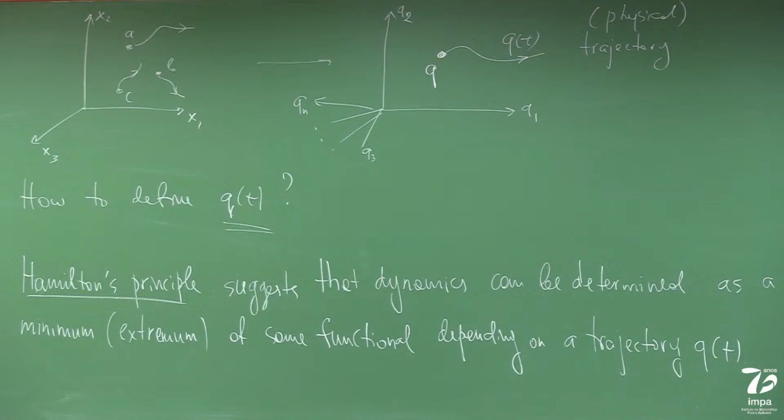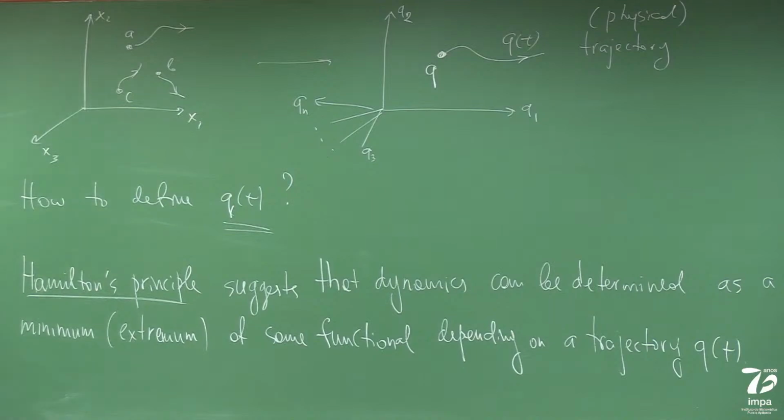So that's not really a big constraint, right? In principle, it's natural that you can always create a function which gives you a minimum at whatever you want. So the Hamilton principle suggests that this approach can be taken here.